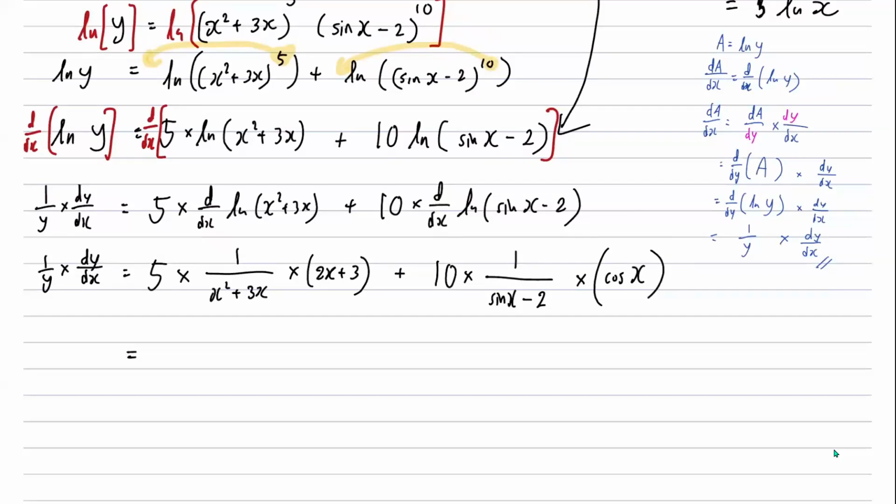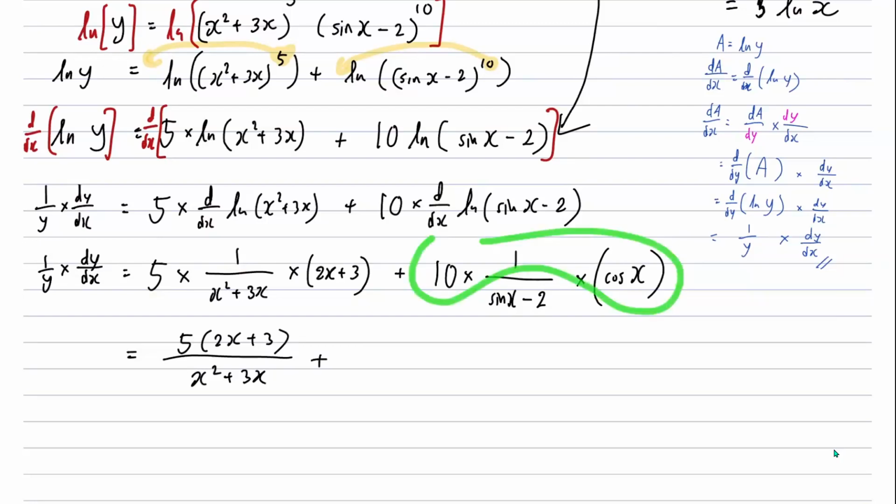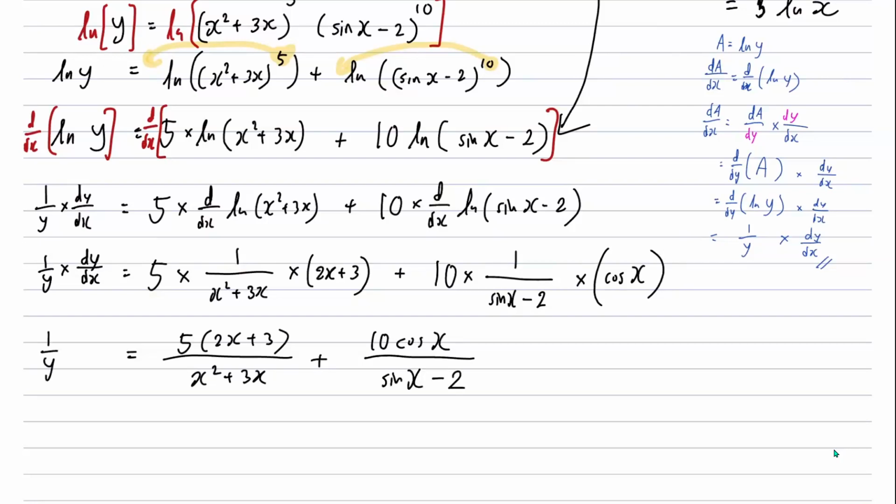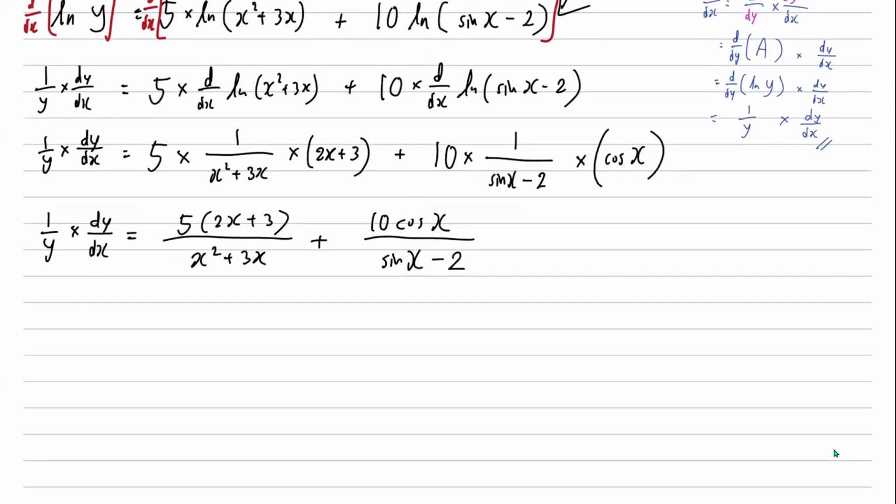This is the expression. Let's just clean it up a bit. So 5 times 1 times (2x plus 3) gives me 5 bracket 2x plus 3, all divided by x squared plus 3x. And then plus 10 times 1 times cosine x, 10 cos x, all over sine x minus 2. Very good. This is 1 over y times dy by dx. From there, we can stop already. This is a very good expression for the derivative already.